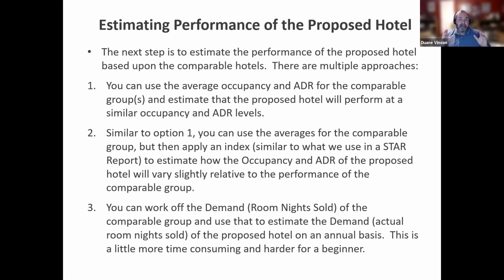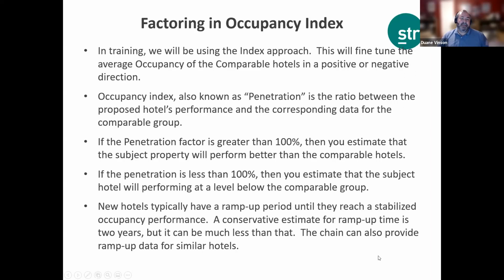If we want to compute, what we're essentially saying on an index of 100, is our proposed hotel going to perform at a higher level, above 100, or at a lower level, below 100, in comparison to our group of comparable hotels? You can work off the demand, the room nights sold of the comparable group, and use that to estimate the demand to get actual room nights sold of the proposed hotel on an annual basis. This is a little more time consuming and harder for beginners, certainly, but those are a couple of different approaches to doing this.